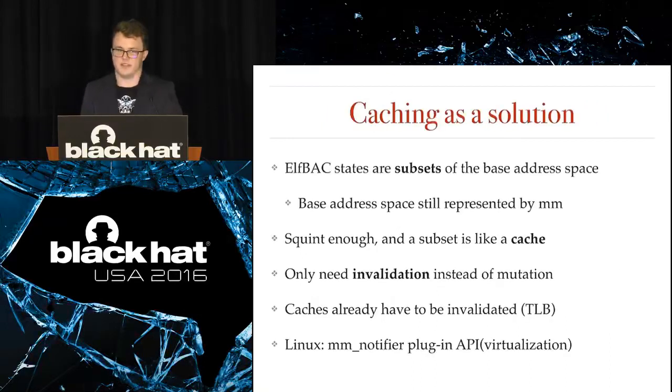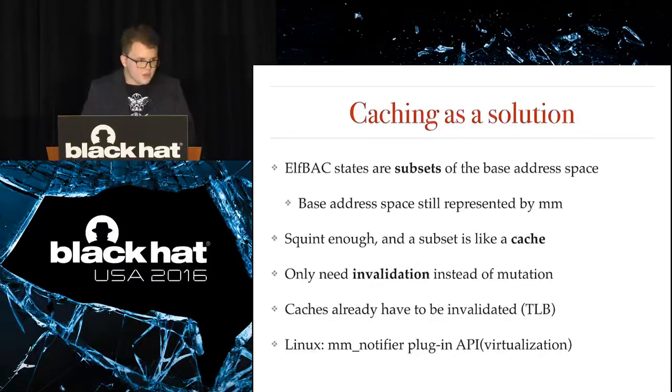However, if you think of ELFBAC as just another caching layer, we don't have to modify the rest of the kernel. The observation is that each of the different address spaces for different phases of execution of our program are going to be subsets of the same original address space that the programmer has in mind when they're writing. So we can keep all the original data structures intact and represent that base address space with the existing MM structs. And if you squint enough, those different subsets that we actually want to enforce act a little bit like a cache. And now we only need invalidation of these caching layers instead of the ability to mutate all these different address spaces as we move through execution of our process.